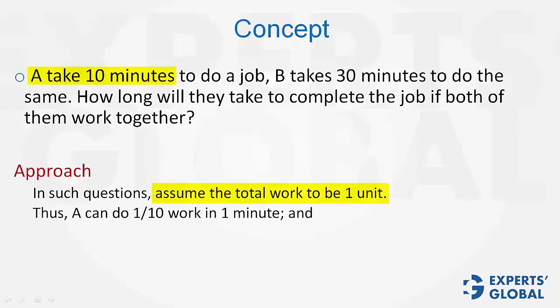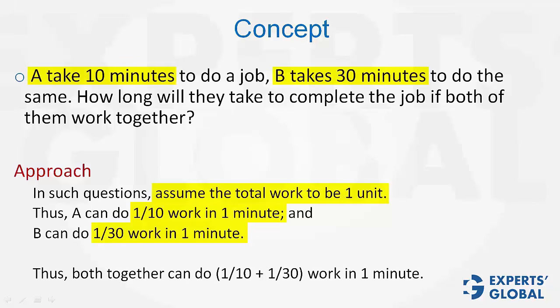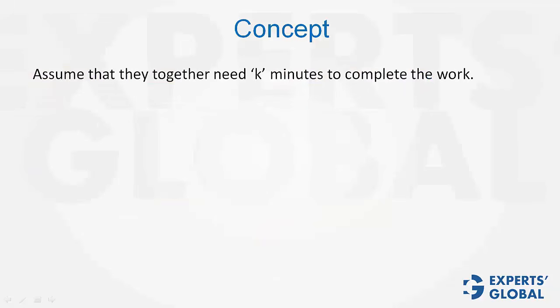So if A takes 10 minutes to do the job, in 1 minute he would do 1/10 of the job. B takes 30 minutes, so in 1 minute, B would do 1/30th of the job. So in 1 minute, together, they would do 1/10 plus 1/30th of the job. So assume that they take k minutes to complete the job. Therefore, k times (1/10 plus 1/30th) should complete the work. And this should be equal to 1.